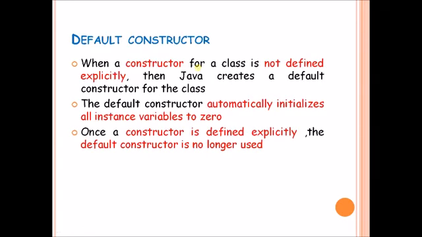So in the programs that we have seen so far, there were some programs wherein no constructor was defined explicitly. So how did the attributes for that object get initialized? Here comes the default constructor. When a constructor for a class is not defined explicitly, then Java creates a default constructor for the class. The default constructor automatically initializes all instance variables to 0. Once a constructor is defined explicitly, the default constructor is no longer used.